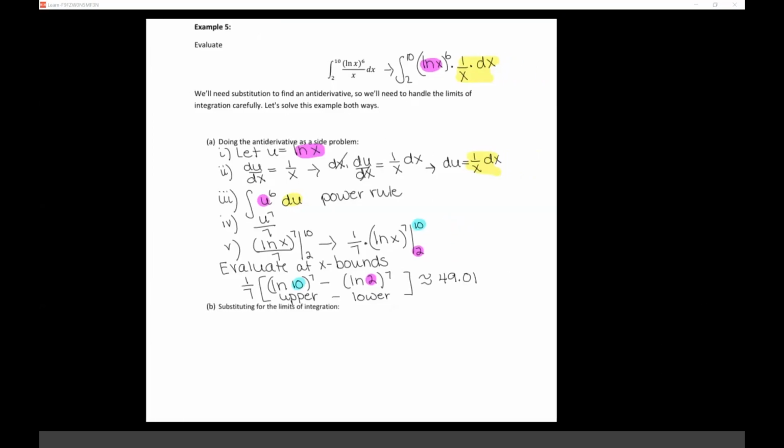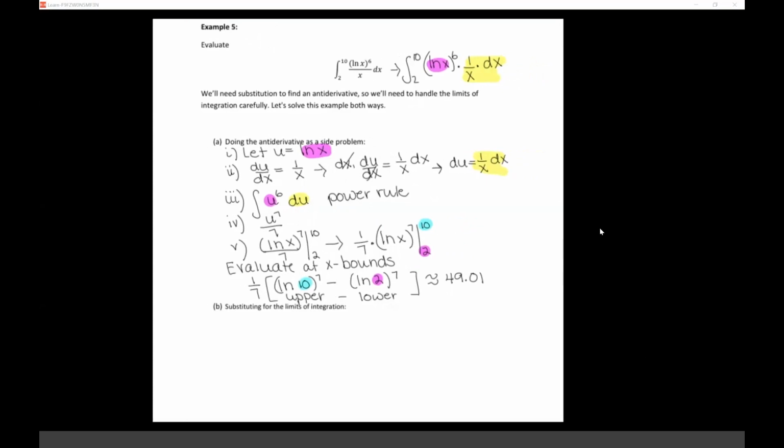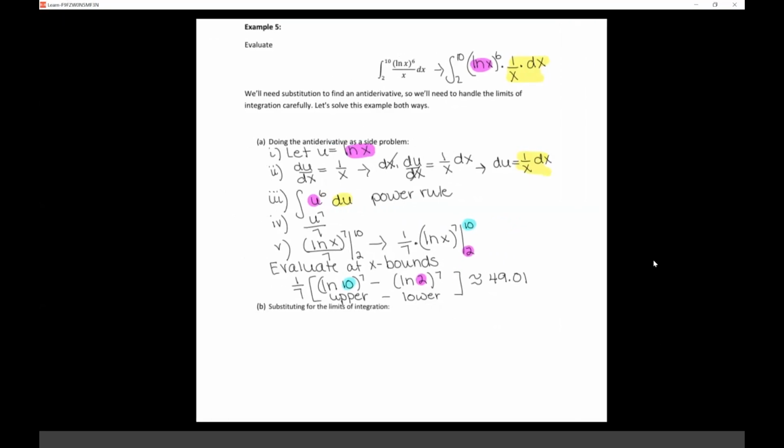Okay, again, remember this is area under a curve between 2 and 10. So that's doing it with the antiderivative on the side. It's got extra steps because I had to substitute my x back in so I could use the x bounds.